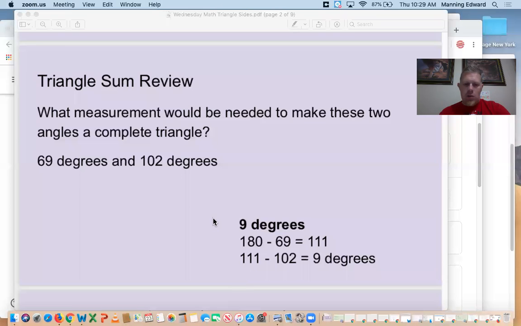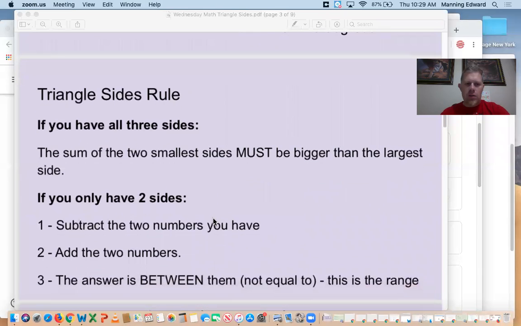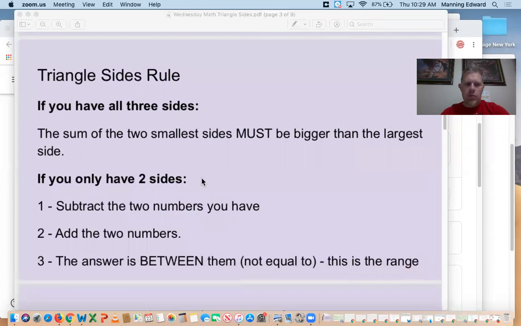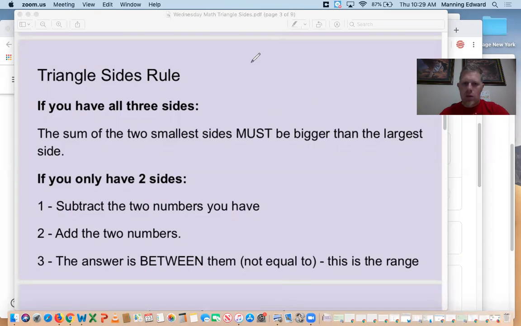Now, let's take a look at the new part of the lesson: the triangle sides rule. If you have all 3 sides of a triangle, that means the 2 smallest sides must be bigger than the largest side. Let me make a triangle that looks like this, where this side is 5 and this side is 10.